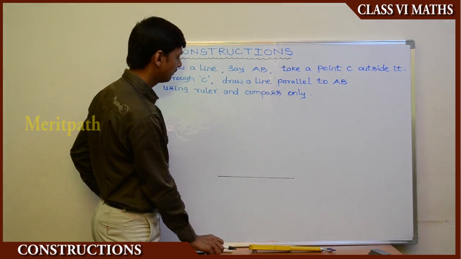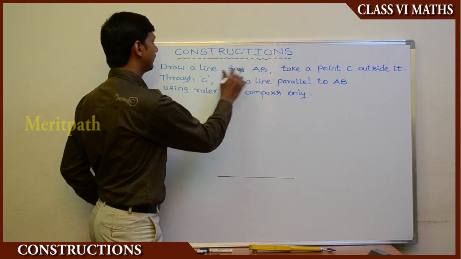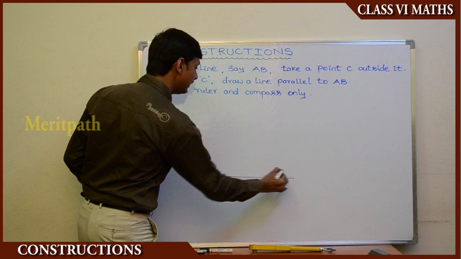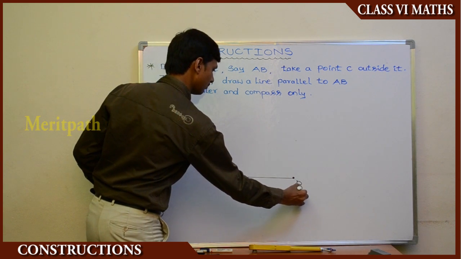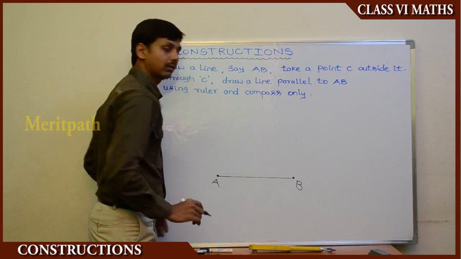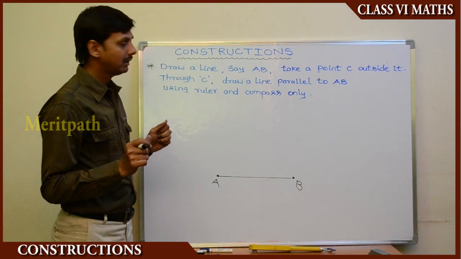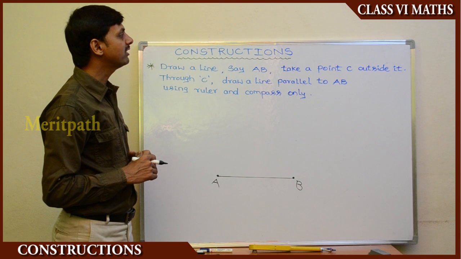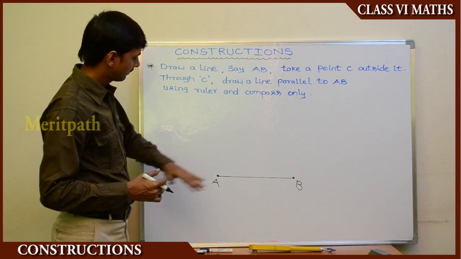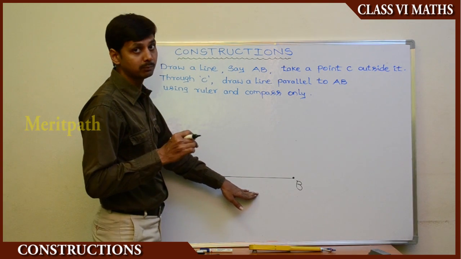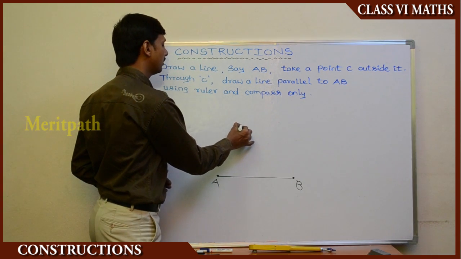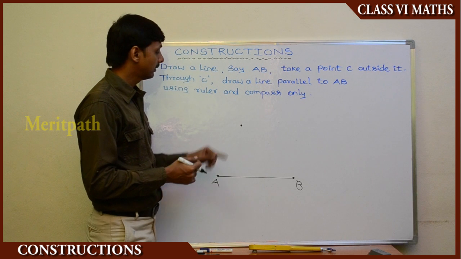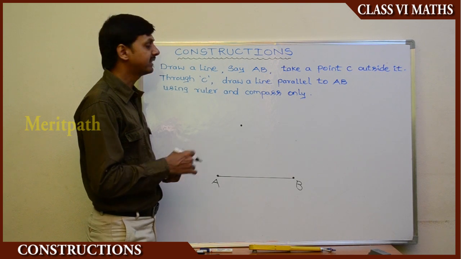We draw a line, say AB, name it as AB. We have drawn a line and named it AB. Take a point C outside of it. So not on the line segment AB, just take it away from it, outside of it. So we have taken a point outside of it.